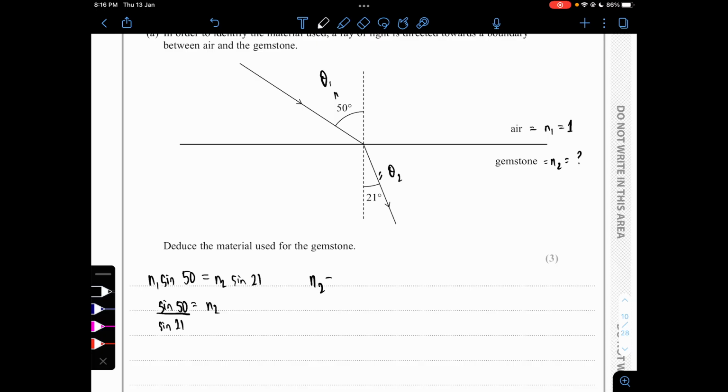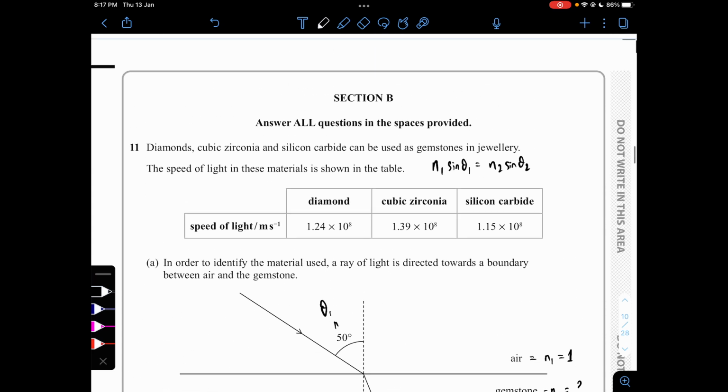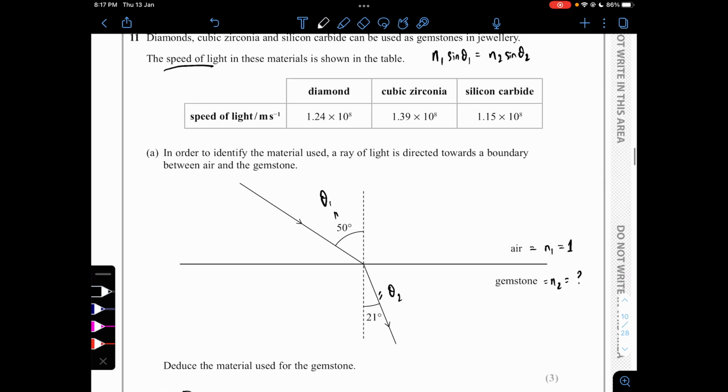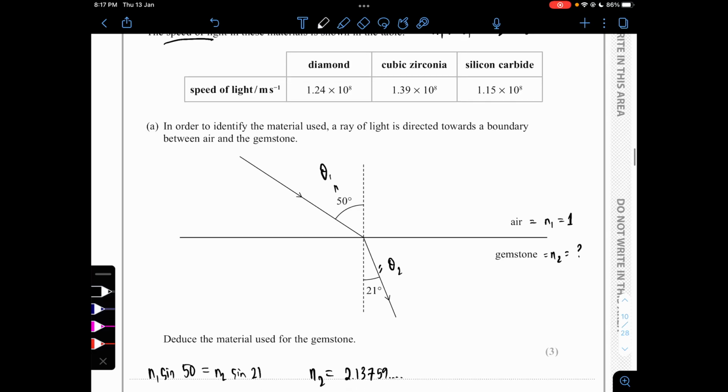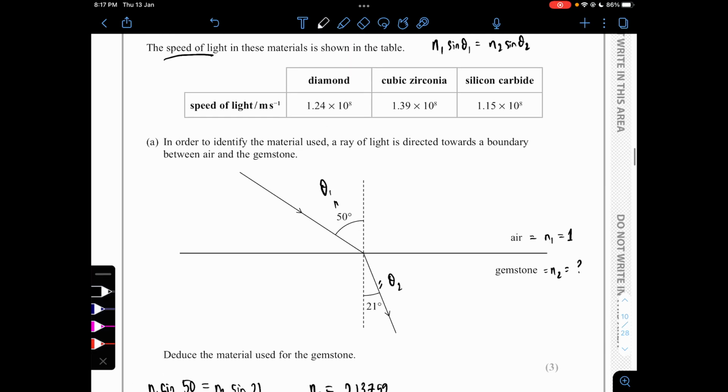So n2 is equivalent to sine 50 over sine 21. When we put this in the calculator, what do you get? We get 2.13759, and it keeps going. Okay, so that's our decimal. Are we there yet? No. They've given us the speed, right? So we should use the speed to work out the velocities and compare it to these speeds over here. Okay, so how do we do that?